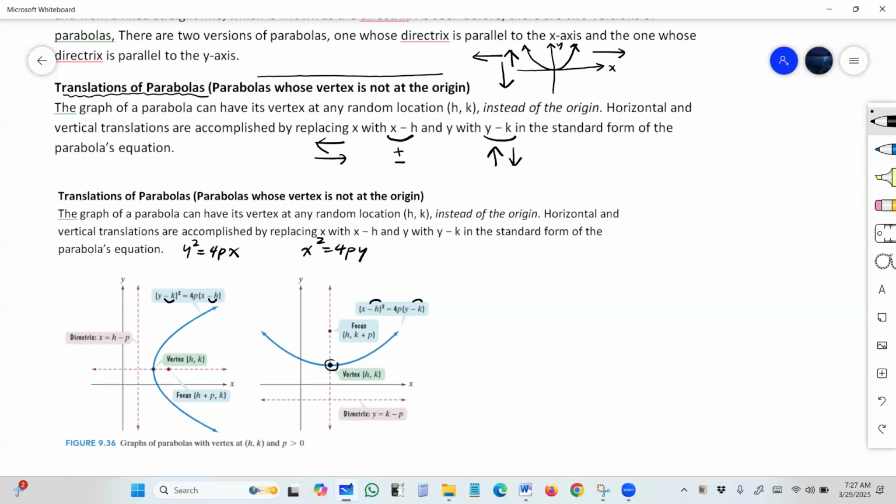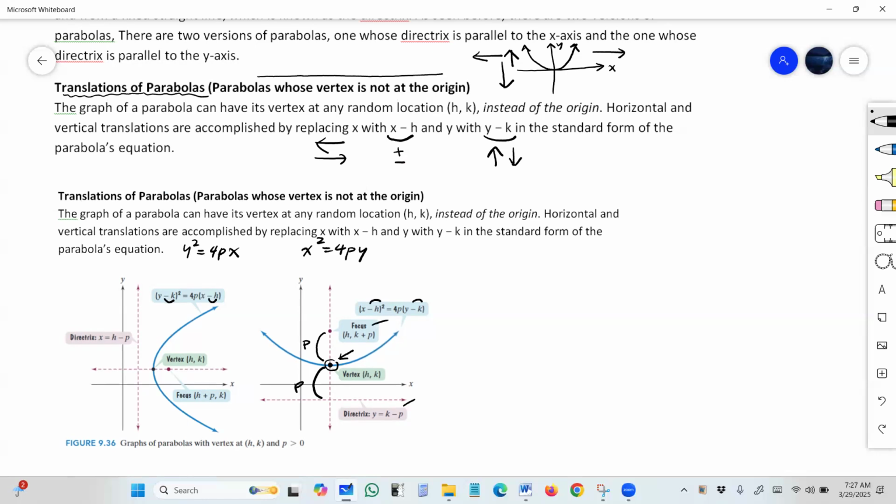So for example, in this case, this is the vertex. And remember, the distance from the vertex to the focus is p. The distance from the vertex to the directrix is p. So once we find the vertex, then we can find the focus very easily, and we can find the directrix.